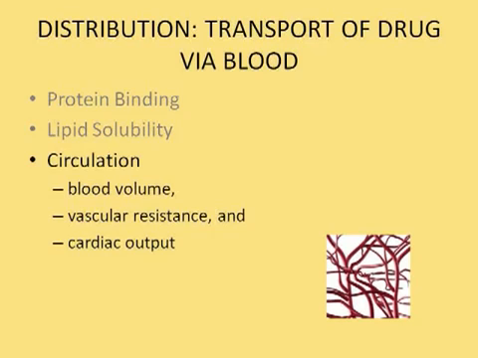Medications depend on the circulation to get to the target tissues. Well, blood volume is going to make a difference. If you have a low blood volume, you're not delivering a lot of this blood to the tissues. Vascular resistance is the same deal. A lot of vascular resistance, constricted vascular space, only small spurts of blood are getting to the target tissues at a time. And cardiac output, same idea.